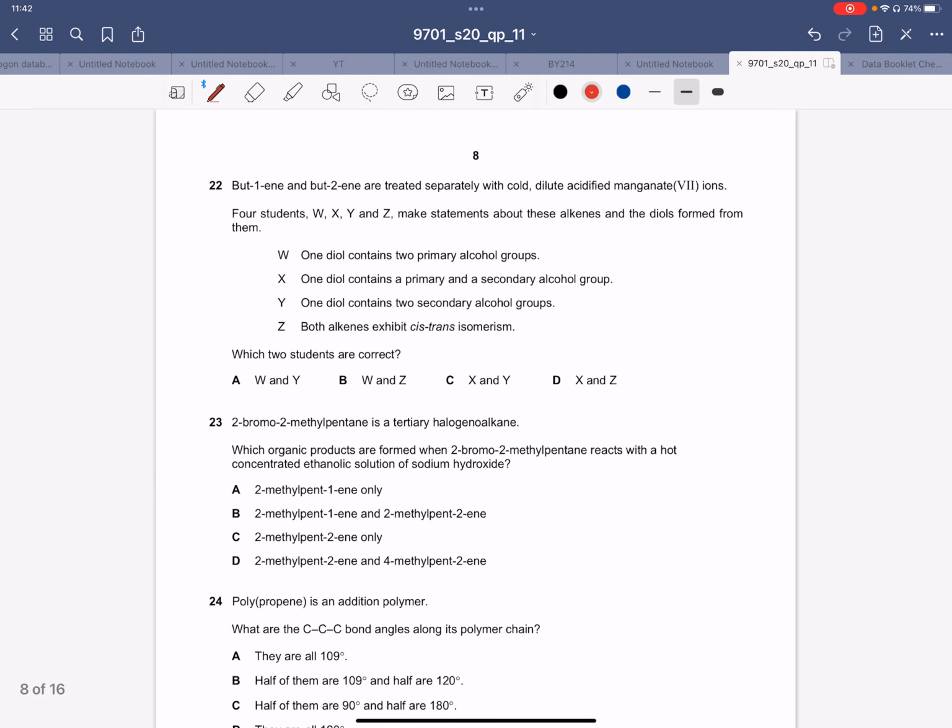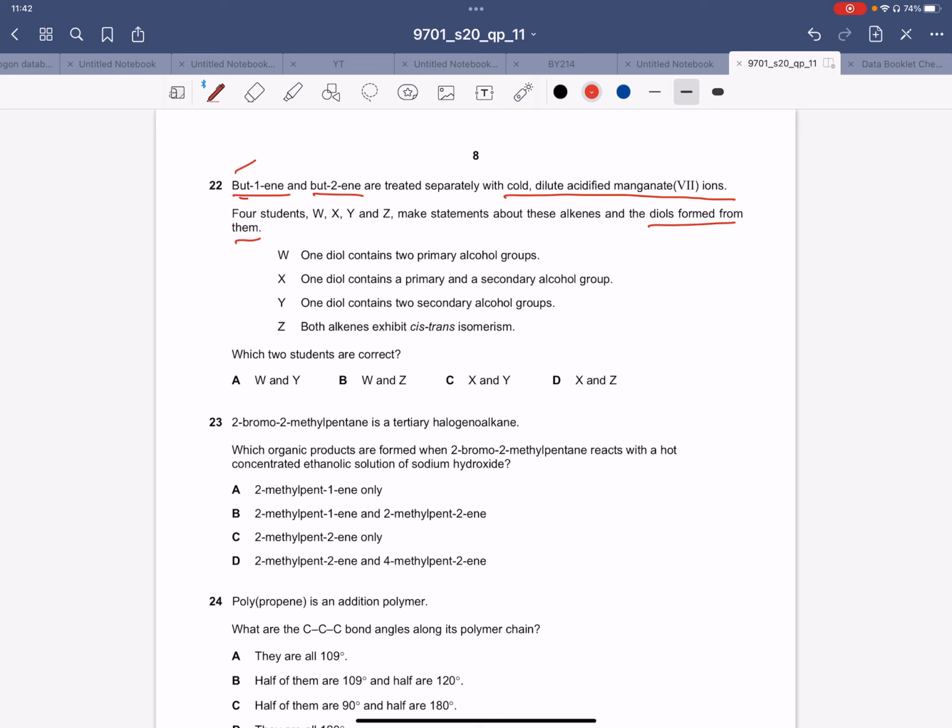Okay, so it says butene and butadiene are treated separately with cold dilute acidified manganate(VII) ions. If you treat it with cold dilute acidified permanganate, basically it's just going to form a diol. Let's see. Oh yeah, see right here, diols formed from them. Well, before we even read them, let's see what it actually does.